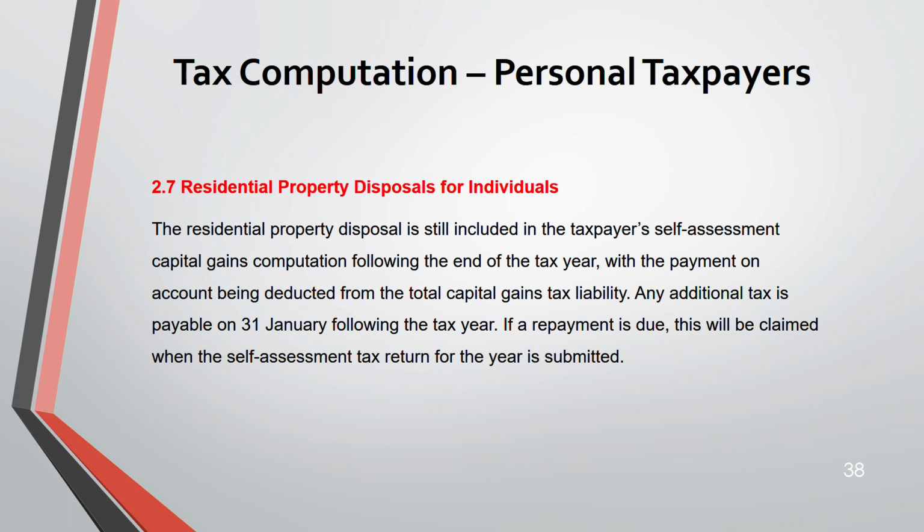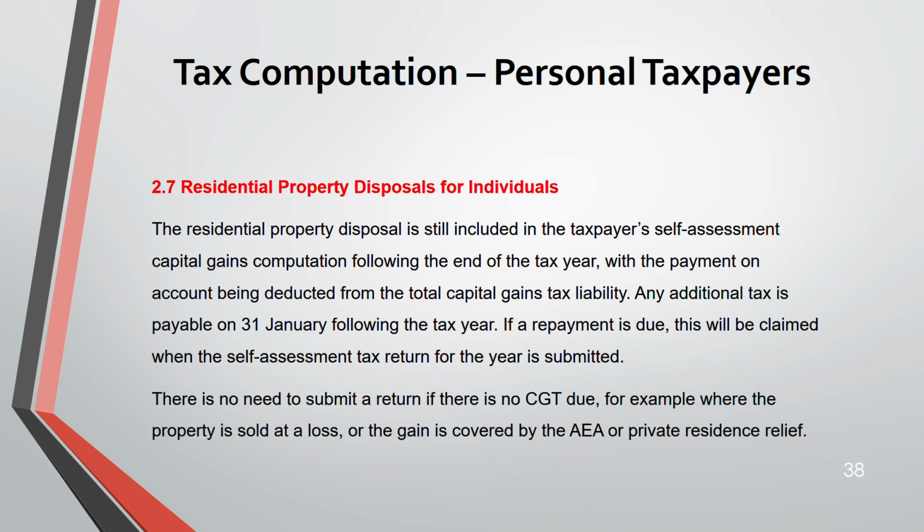If you are going to get a repayment, this will be claimed when the self-assessment tax return for the year is submitted. Along with your tax return, you can claim the repayment. Now, there is no need to submit a return if there is no CGT. For example, you are selling the property at a loss, or you are incurring a gain but that gain is 3,000 or less, which means it is covered by your annual exempt amount, or your private residence relief. That means it's your main home where the taxpayer is living, and the entire amount is exempt from CGT. Because it is exempt from CGT, there is no need to submit a return to HMRC.